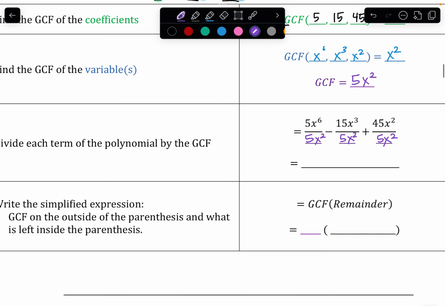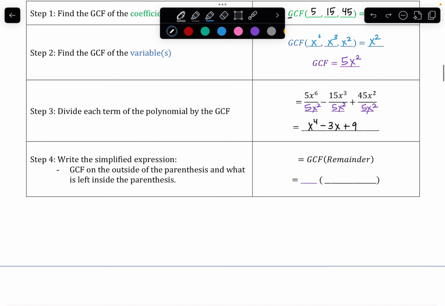Okay, and so after we divide each of those, remember it's distribution in reverse. So we're dividing the coefficients, subtracting the exponents this time. And so my first term would just be 1x to the fourth minus 3x to the first plus 9, because x squared over x squared cancels. And so how you write the expression is you put the GCF out front, and then the remaining factor goes inside the parentheses.